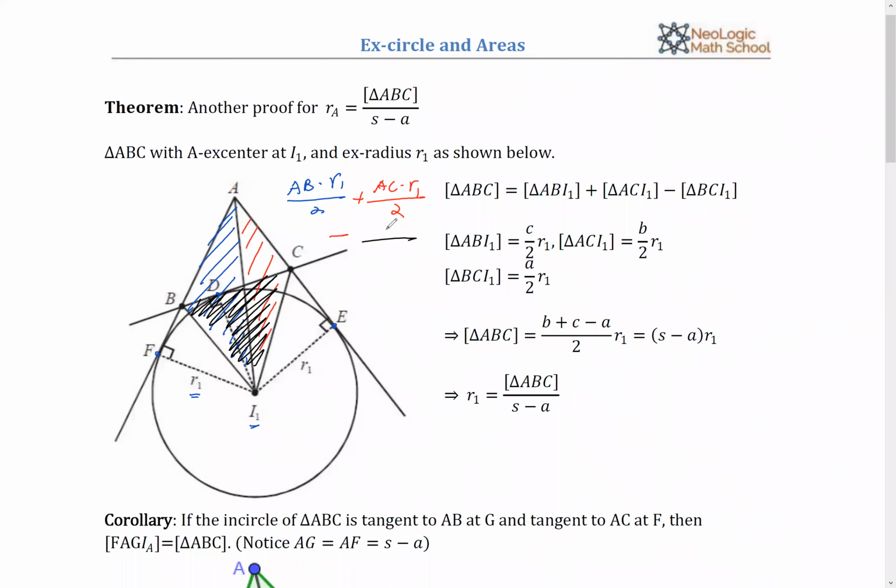What's the area of this BCI1? That is half, again, the same radius, r1. Triangle BCI1 has base BC, height is r1. So now you notice that these three triangles have the same height, r1. So we got an interesting thing going on here. Half r1 times (AB + AC - BC) should equal the area of triangle ABC.